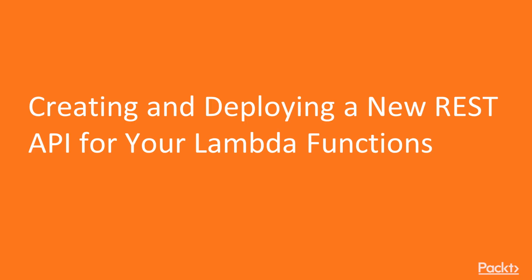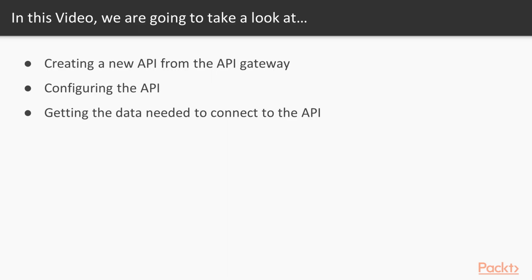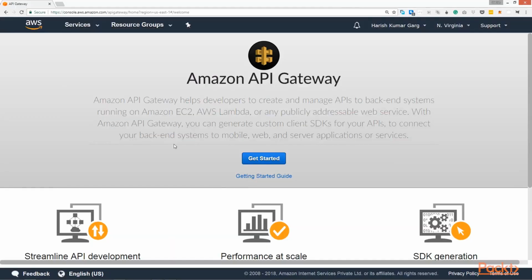Welcome to the video, Creating and Deploying New REST API for your Lambda functions. In this video, we will create a new API from the API Gateway of AWS to connect to our Lambda function. We will configure it and we will get the data needed for our web app to connect to this API.